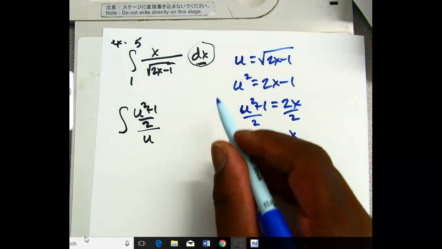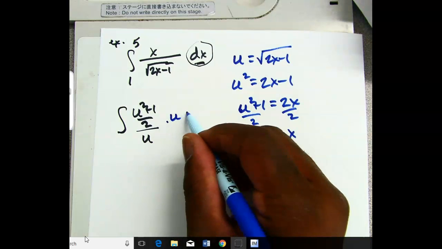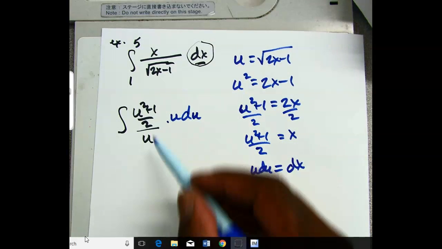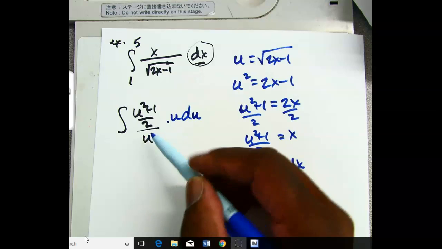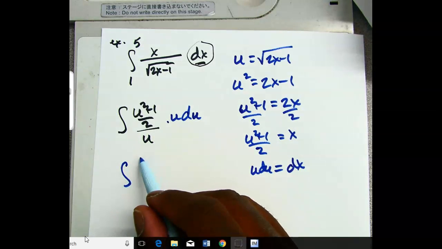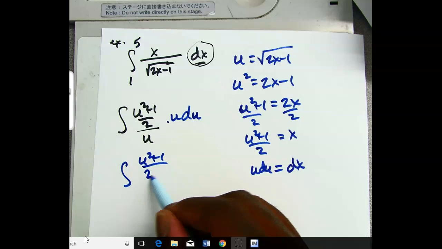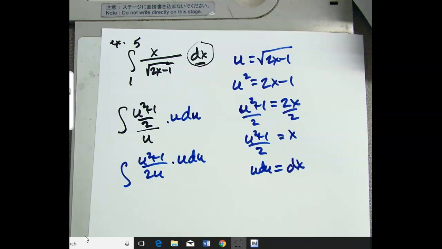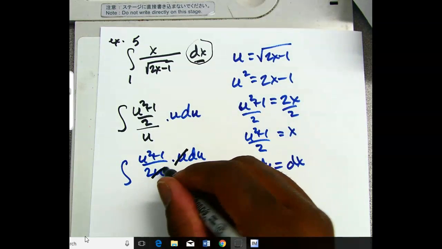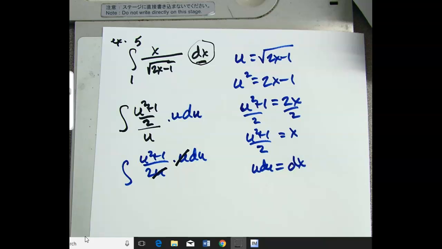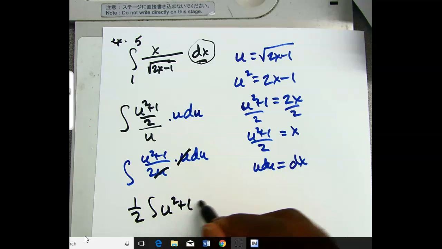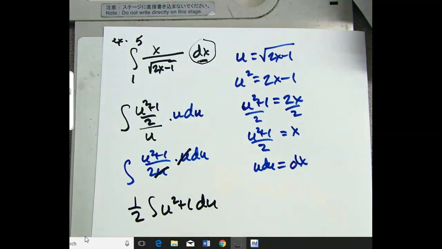All right, so here's what we have. We can replace the dx with u du. So u squared plus 1 over 2 divided by u is u squared plus 1 over 2u times u du. This u, that u, divide out to 1. We can bring the 1/2 outside. Okay, so now you have 1/2 the integral of u squared plus 1 du.